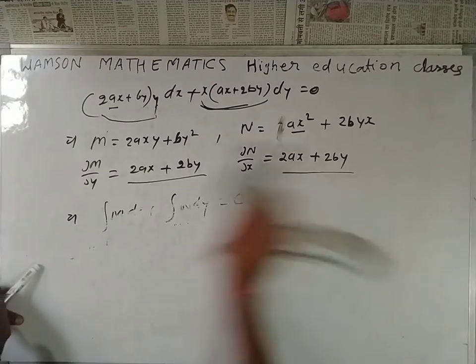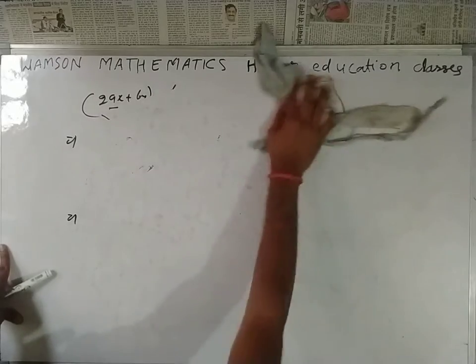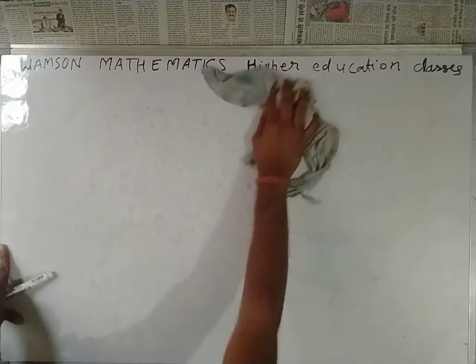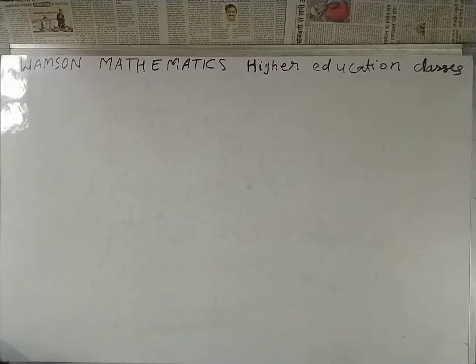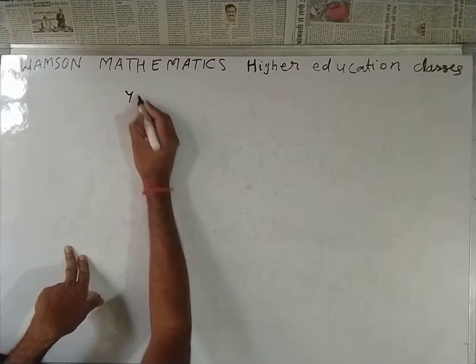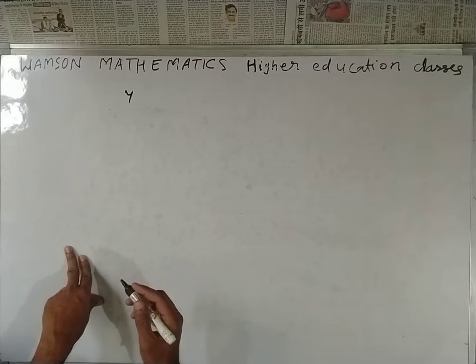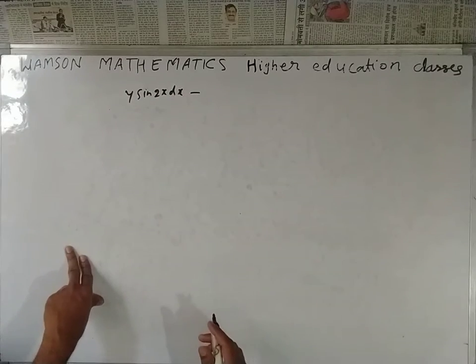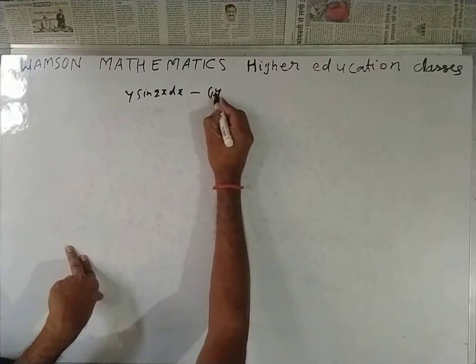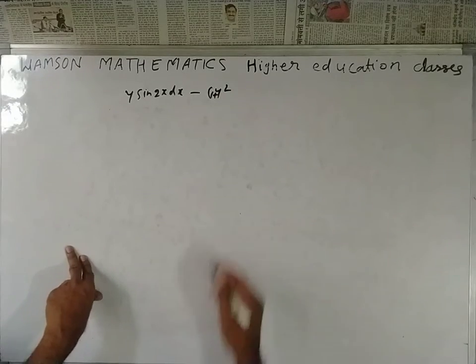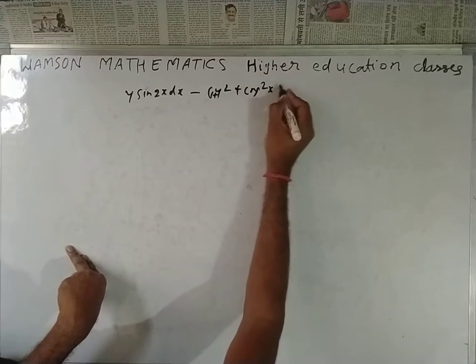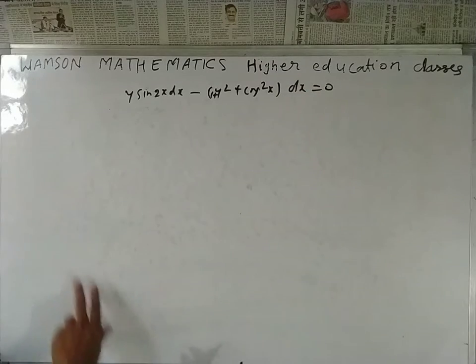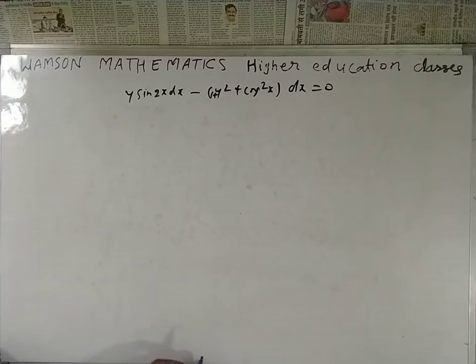Now next example. The next example is y sin 2x dx minus (1 plus y squared plus cos squared x) dx equal to 0. So first check whether this given differential equation of first order, first degree is exact or not.